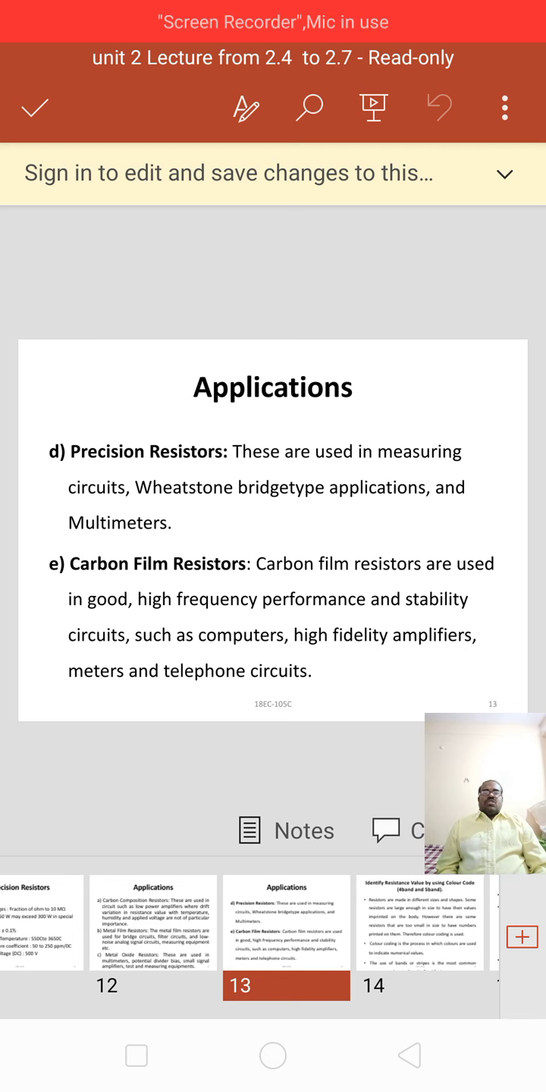Next, applications of carbon film resistors. Carbon film resistors are used in circuits needing good high frequency performance and stability, such as computers, high fidelity amplifiers, meters and telephone circuits. These are the applications of precision resistors as well as carbon film resistors.